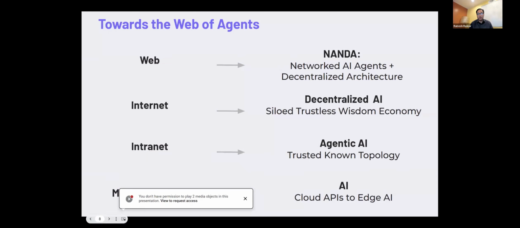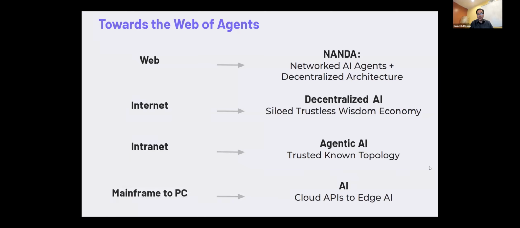Nevertheless, we are in the mainframe world of AI, where we are using DOS-like commands to interact with mainframe computers that are sitting somewhere else. From there, very slowly, we're switching to the intranet of AI and AI agents, where the agents stay within a trusted known topology. So if you're using Salesforce agents or Microsoft Copilot agents, they stay within a trusted known topology. Then we'll move to the internet of AI agents, where these agents have to navigate outside their wall boundaries in a trustless environment.